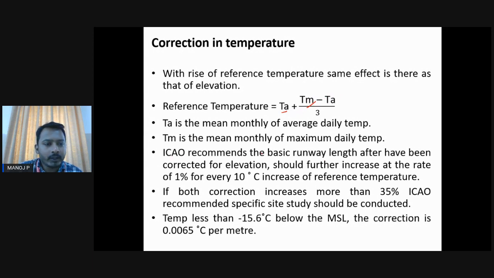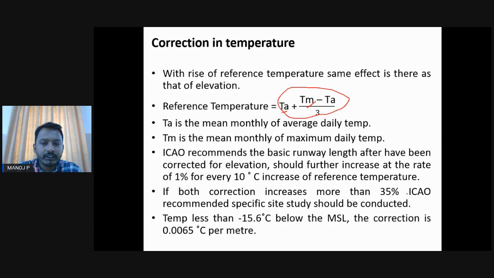Okay, ICAO recommends that the basic runway length, after having been corrected for elevation, which I discussed in the previous section, gives you the corrected basic length. With respect to that, you need to further increase it at a rate of 1% for every 10-degree increase of the reference temperature. First we calculate the reference temperature, then for every 10-degree increase, you are supposed to increase the runway length by 1%.